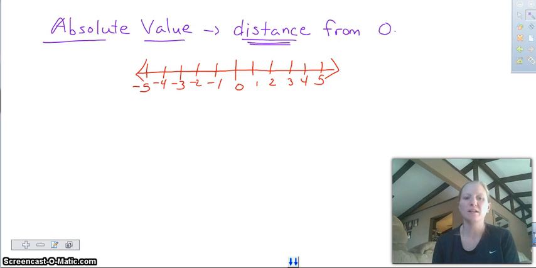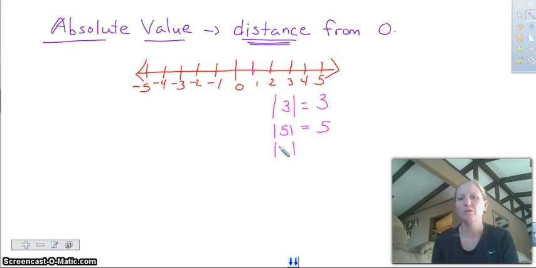And absolute value has its own special symbol. It looks like this, 2 lines. So the absolute value of 3. These 2 lines, straight up and down, mean absolute value. Okay? How far is 3 away from 0? The absolute value of 3 would be, if I start at 0, I have 1, 2, 3. The answer is 3. The absolute value of 5, 1, 2, 3, 4, 5 equals 5.